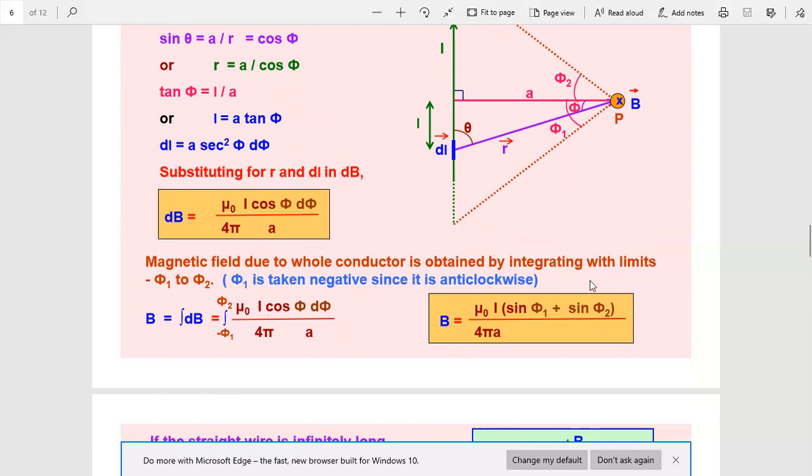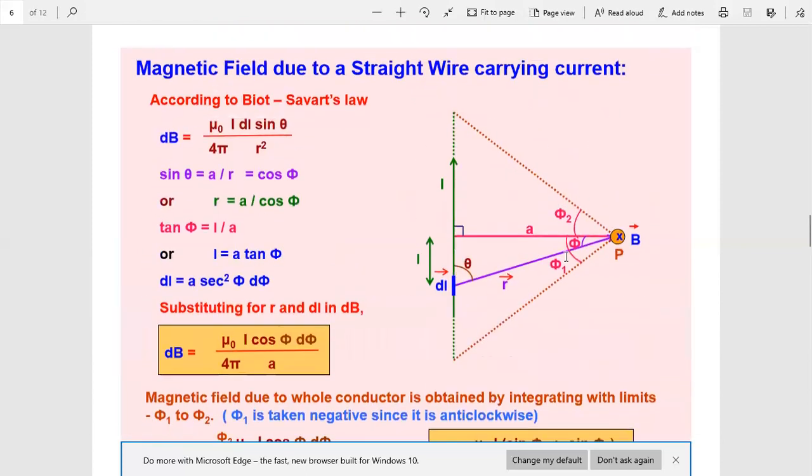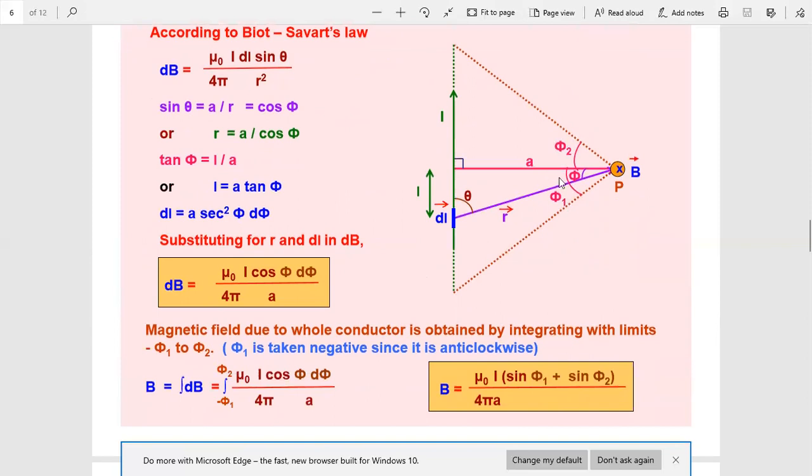it can be obtained by integrating under the limits phi 1, because this side gets extended up to phi 1, and this side gets extended up to phi 2. So we integrate this one. So dB becomes B after integrating, and here the angle will be negative because clockwise is taken to be negative angles and anti-clockwise is taken to be positive angles. So phi 2 will be positive and phi 1 will be negative.